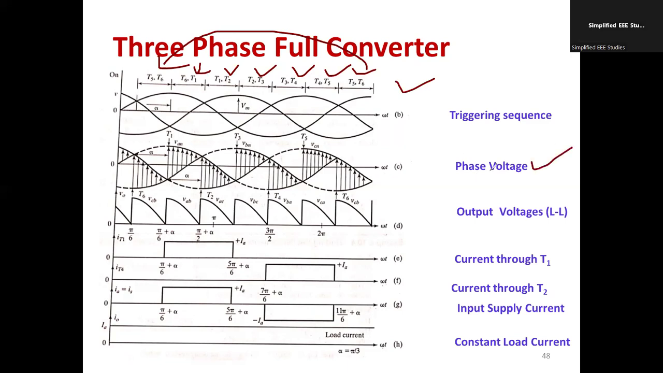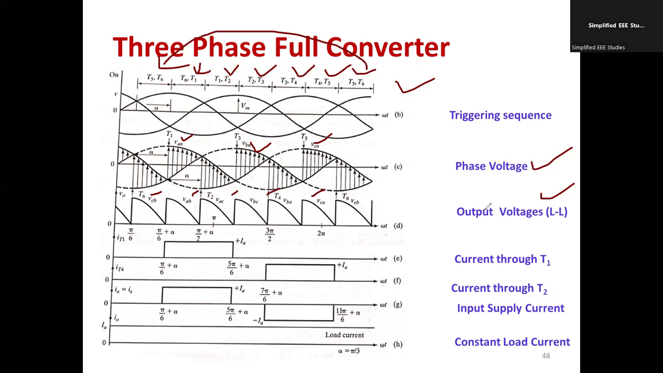Now we can check the phase voltages. Here you can see VAN, then VBN, VCN. These are the phase voltages. Now we can see the output voltage, VDC. Here we can see VCB, VAB, VAC, VBC.